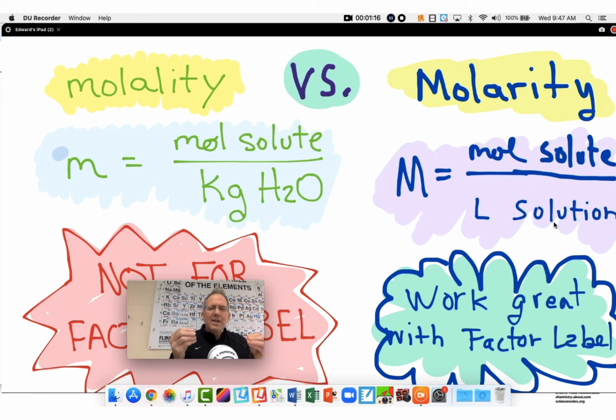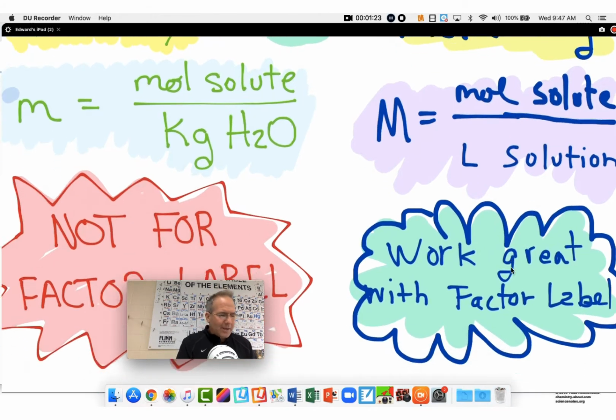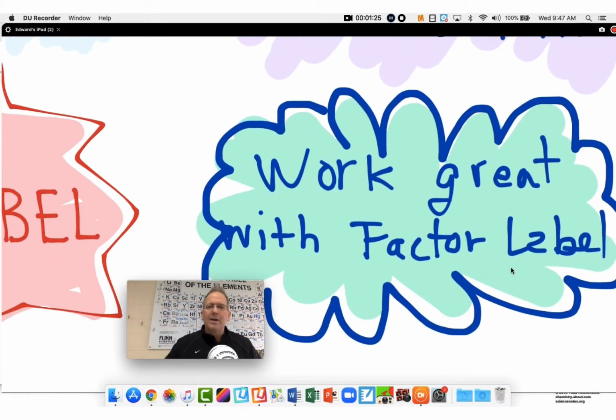And the reason we need that is because it is something we like to use for factor label. If we're working with equations, with stoichiometry or factor label, we need to use molarity. That's what it's designed for, so we can know how much material we're using in the reaction.